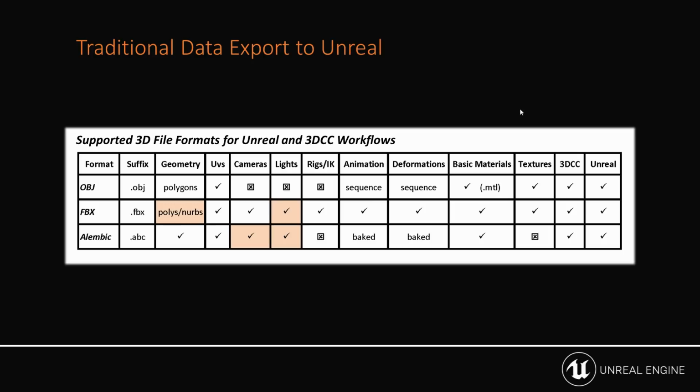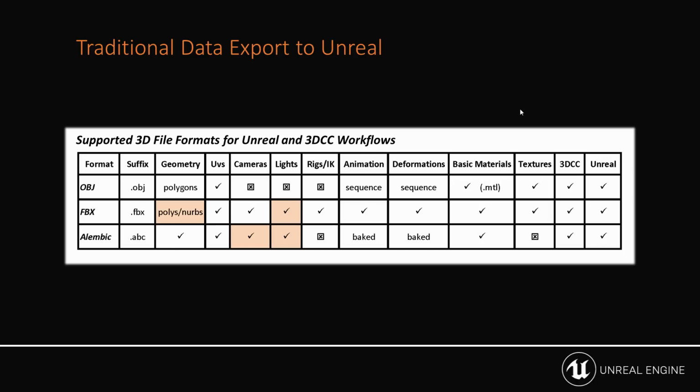There's another format, Alembic, which Unreal supports. Right now it's in a bit of a beta form, but you can use Alembic. It's a .abc format. You can bring over geometry, UVs, cameras to a certain degree, lights to a certain degree, and that's basically about it. Now, the cool thing about Alembic is that you can bring over animation and deformations baked. So it uses a caching system where you could actually bake, or cache out, a cloth simulation, for example, and be able to bring that over as an Alembic file.